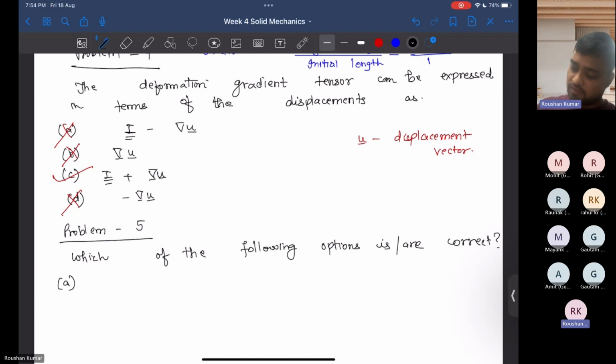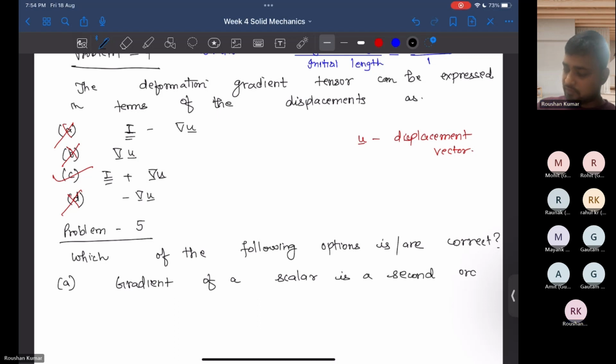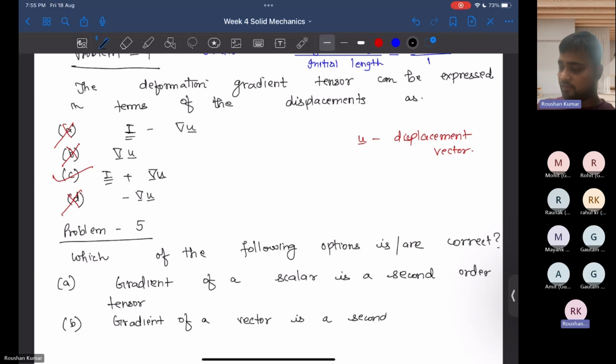The first option is gradient of a scalar. Gradient of a scalar is a second order tensor. The second option is gradient of a vector. Gradient of a vector is a second order tensor.